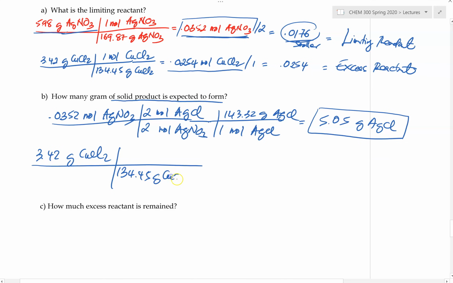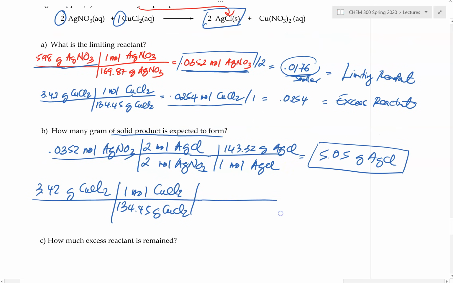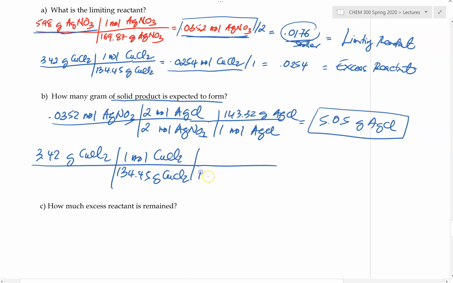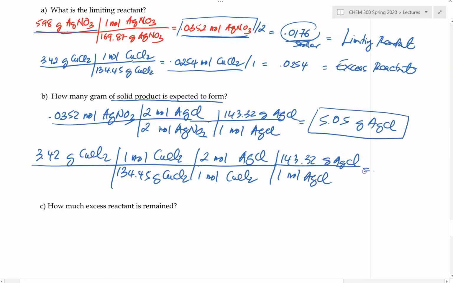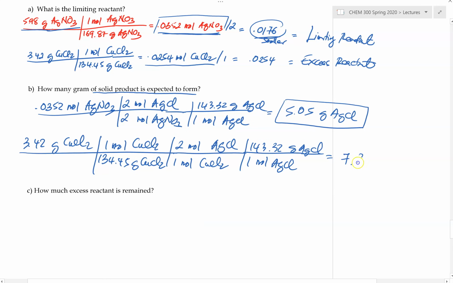134.45 gram of copper 2 chloride equal to 1 mole of copper 2 chloride. So you can see it gets redundant right here. So this is why it's not necessary. And now going back to the chemical equation, for every 1 mole of copper 2 chloride, it would then produce 2 mole of silver chloride. And now for every 1 mole of silver chloride, its molar mass is 143.32 gram of silver chloride. And from here, we would then see this equal to 7.92 gram of silver chloride.